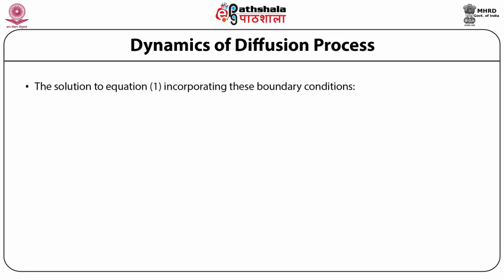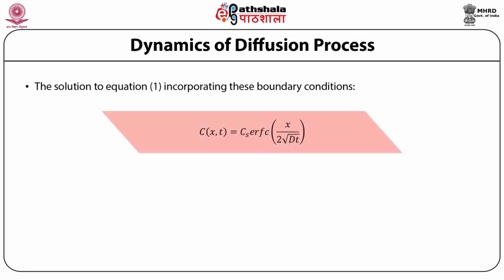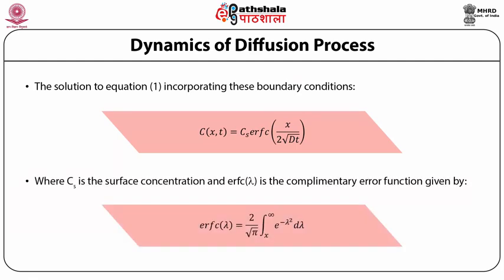So the solution to equation 1 incorporating these boundary conditions is C(x,t) equal to Cs erfc of x by 2 root of Dt, where Cs is the surface concentration and erfc of λ is the complementary error function, which is given by erfc(λ) equal to 2 by root of pi integral from x to infinity of e to the power minus λ square dλ, where λ is a variable.